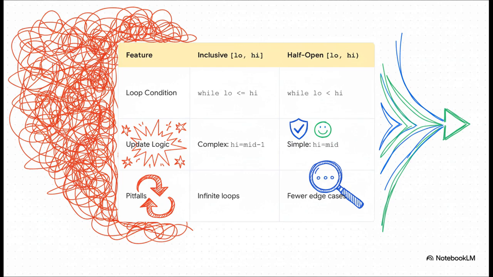And when you put the two approaches side by side, the difference is just night and day. The old way, with an inclusive range, forces you into these while low less than or equal to high loops with finicky updates like high equals mid minus 1. It's a total minefield for bugs. But our half-open method? It's just a clean while low less than high with a simple high equals mid update. So many fewer edge cases to stress about.